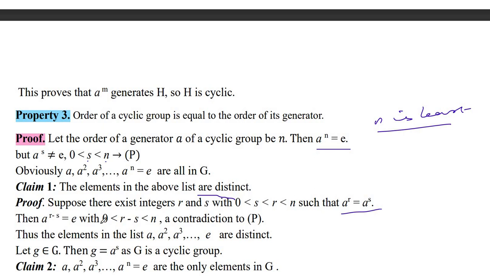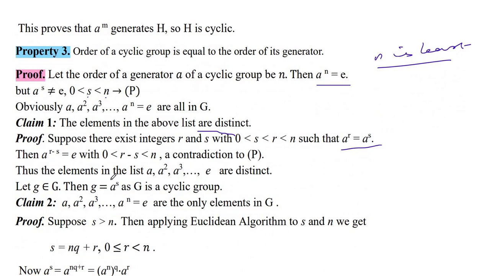Then we have a raised to r minus s to be the identity element, because you have assumed this. Obviously r minus s is positive, so 0 < r - s < n. That is a contradiction to statement P, which says that for no integer less than n can you have this equal to the identity element. But we are getting that here. Why did the contradiction arise? Because we assumed that there are repetitions. So that proves that the elements in the above list are distinct.